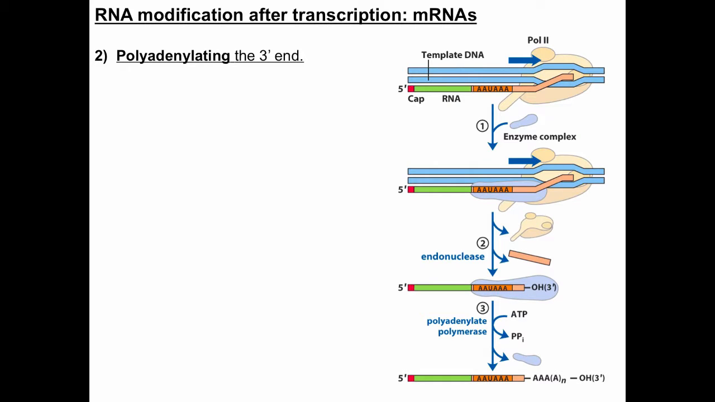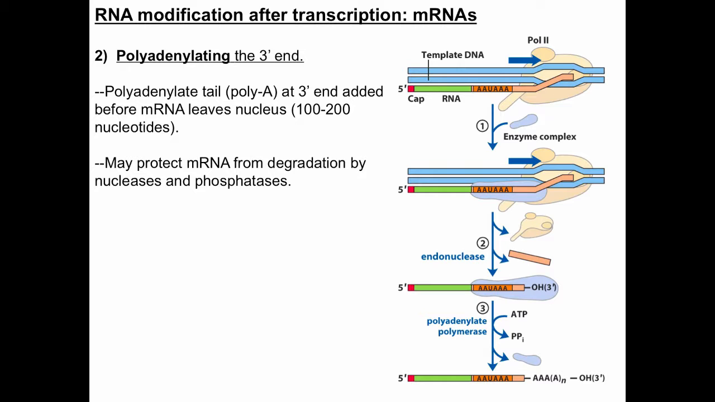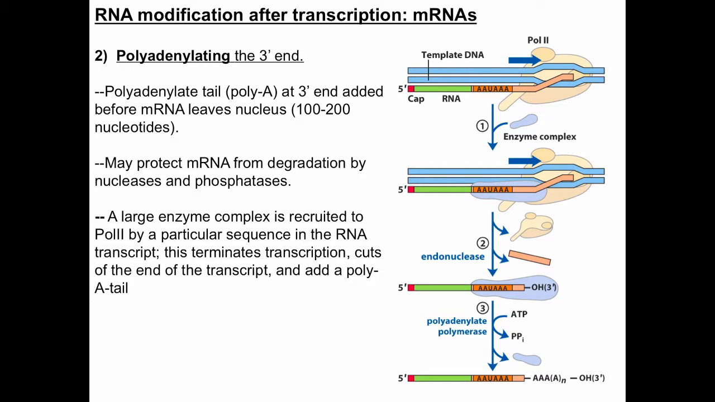Another modification that happens is the maturation of the 3' end. It involves trimming the 3' end as well as polyadenylation. At the 3' end, a polyadenylate tail is added to the mRNA transcript. This poly-A tail is important because it also helps to protect it from degradation by nucleases and phosphatases.